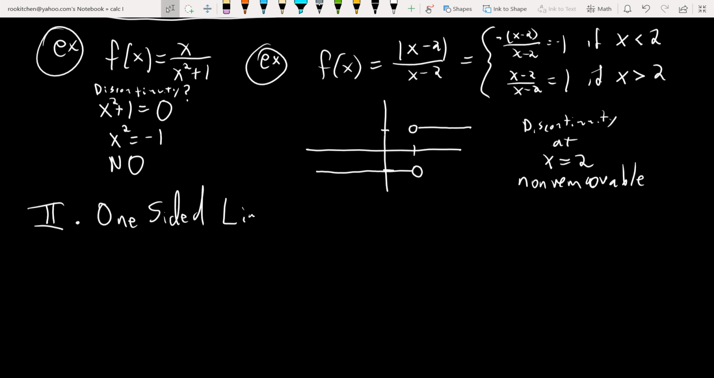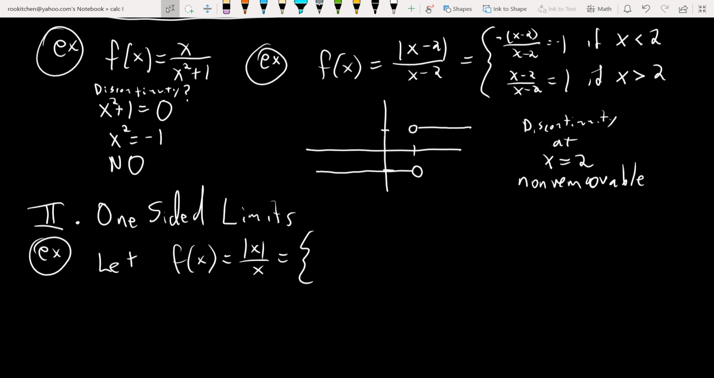So, one-sided limits. We've kind of already done this, but we want to make it more clear. Another example: let f of x equal the absolute value of x over x, which equals negative x over x, which equals -1 if x is less than 0, and x over x, which equals 1 if x is greater than 0. And then our picture looks like this.